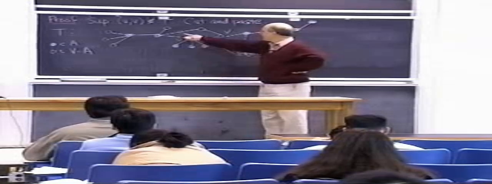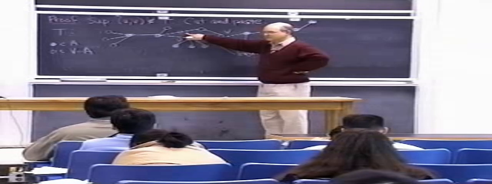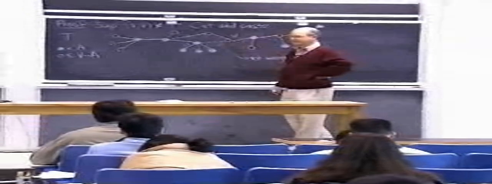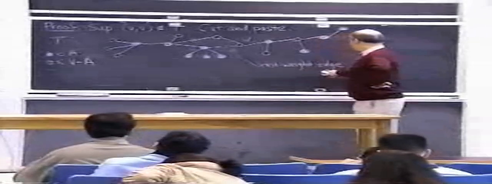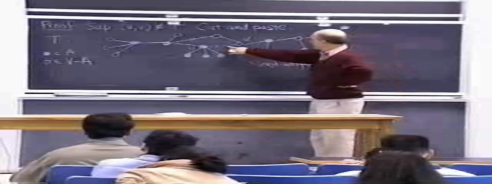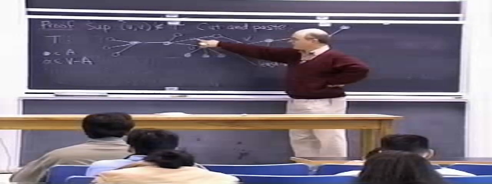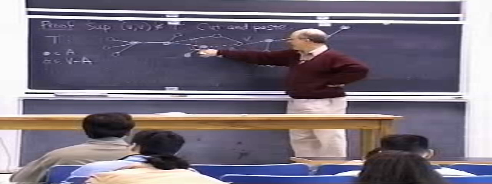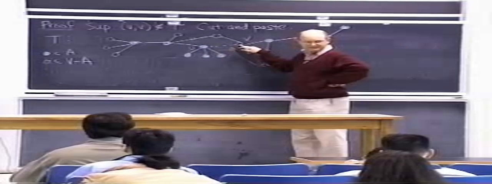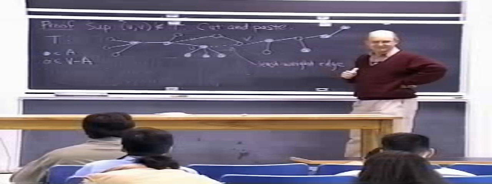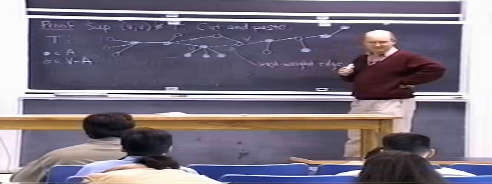Okay? Now, why is this edge not in the minimum spanning tree, even though I said it was? Where's my contradiction coming in? Yeah, UV is lighter than that edge. So if I delete that edge and add in UV, I've got a lighter spanning tree than the minimum spanning tree. Can't happen. Contradiction.